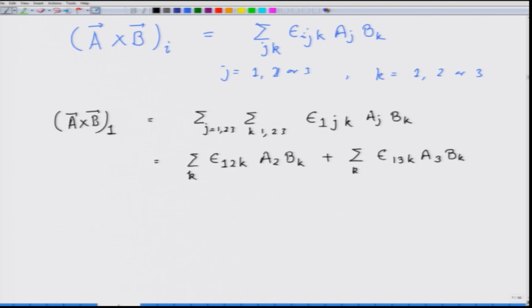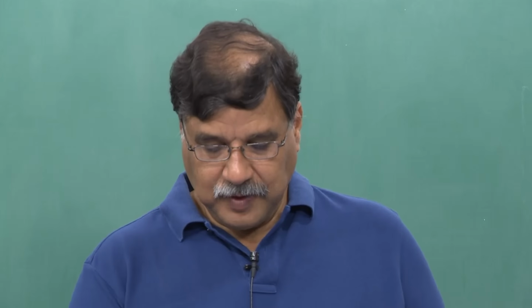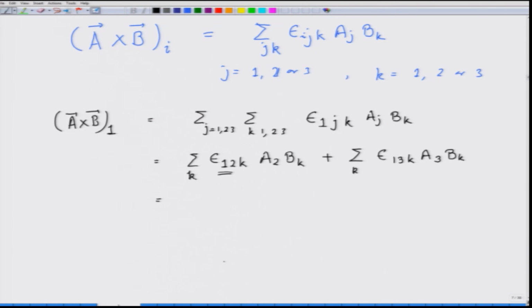Now, if I look at epsilon 1, 2, k, that is this term, if k is 1, this is 0, because epsilon 1, 2, 1 is going to be 0. So, the only term that I am left with is epsilon 1, 2, 3 a 2 b 3, plus, again for the second term epsilon 1, 3, k: if k is 1, it is 0, if k is 3, it is 0. So, the only choice I have is epsilon 1, 3, 2 a 3 b 2.